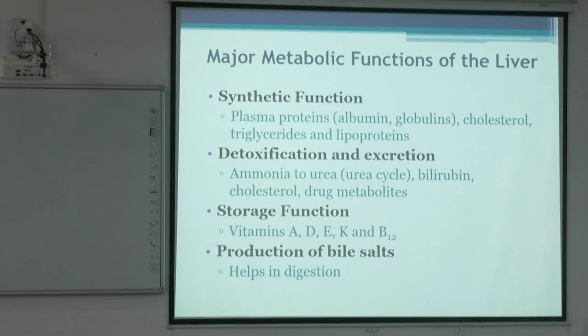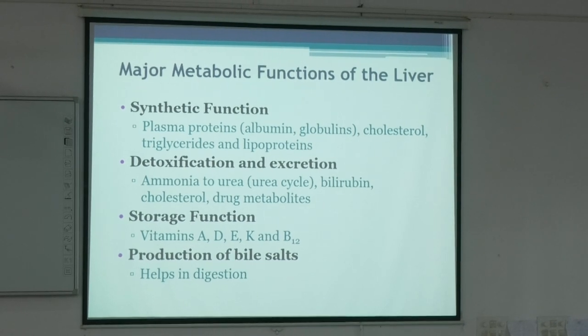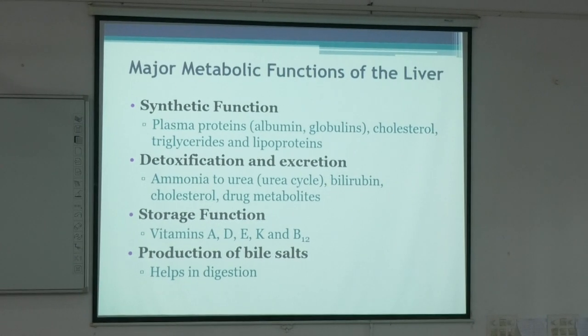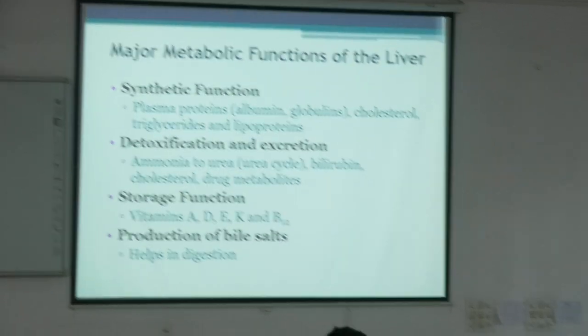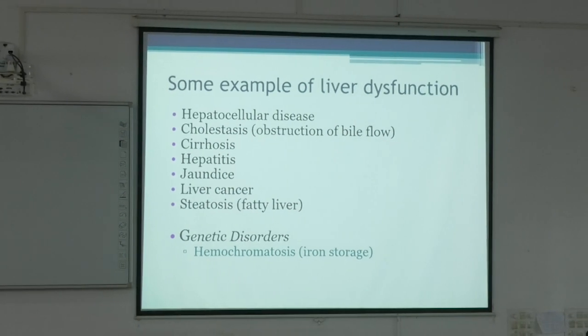It is also the major storage for all fat soluble what? Vitamins. Very good. And finally, production of bile salts. What does bile salts do? I have told it so many times during practical classes. It causes digestion of lipid, it reduces the surface tension, it breaks down the fat so that the triglycerides and the free fatty acids can be absorbed from your intestine. So these are your major metabolic functions of the liver.